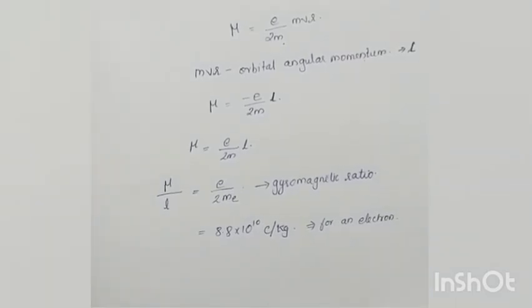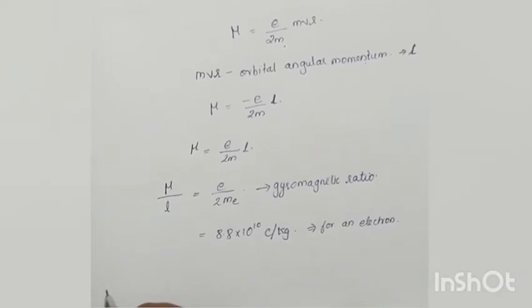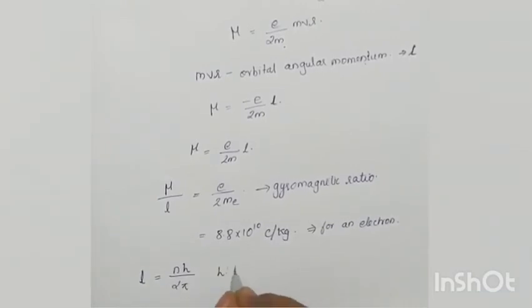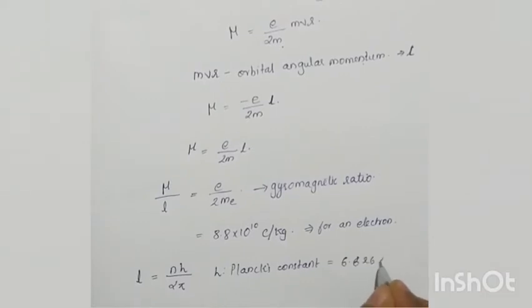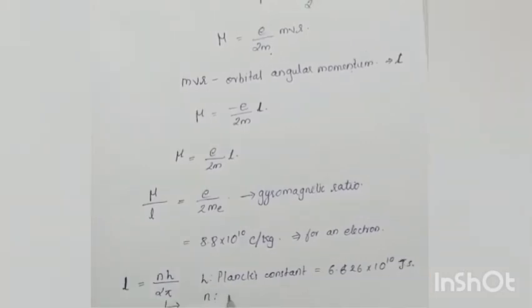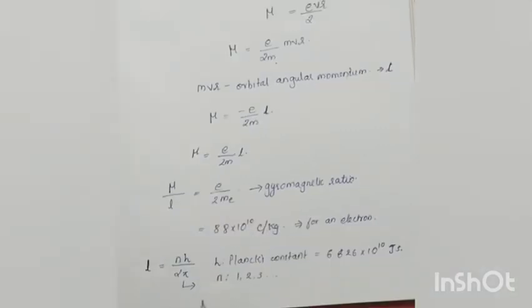Along with Bohr's atom model, Bohr also hypothesized that the angular momentum values, that is the values for L, can have a set of values equivalent to nh by 2 pi, where h is Planck's constant, and its value is 6.626 into 10 to the power minus 34 joule seconds. And here n could be the natural numbers 1, 2, 3, etc. This condition is named as Bohr's quantization condition.